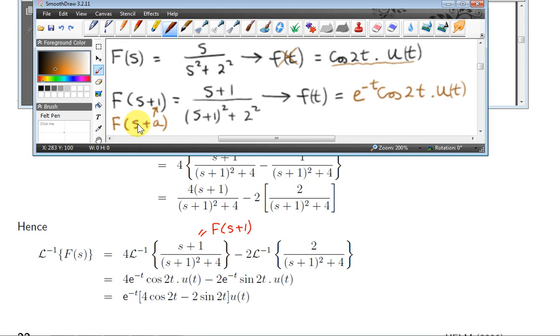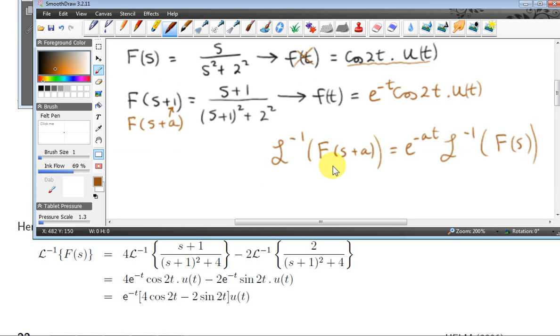So to get the inverse transform of F(s+a), we multiply e^(-at) by the inverse transform of F(s). So we could write the first shift theorem like this if we like. We got the inverse transform of this here. In general, that's F(s+a). That's e^(-at) times the inverse transform of F(s).